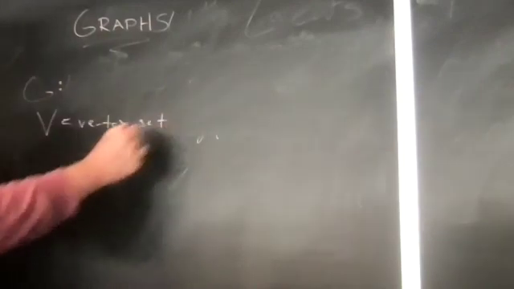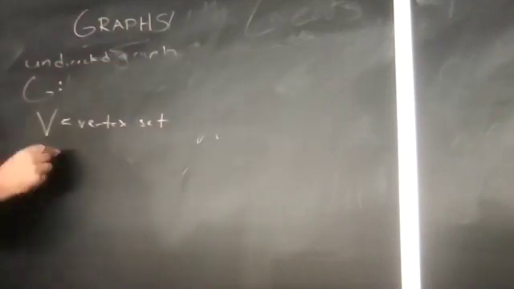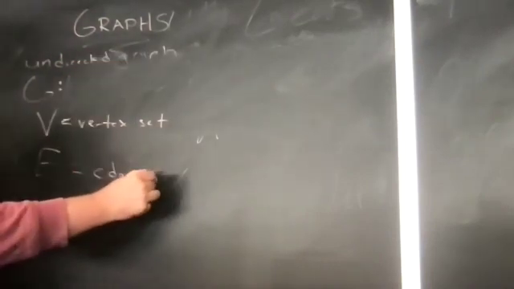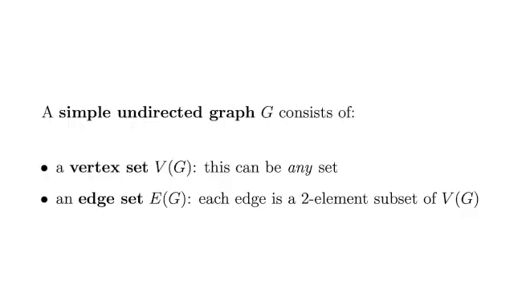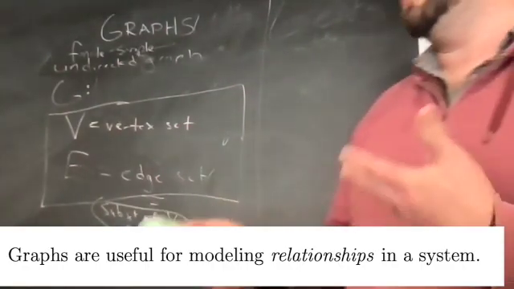I have V, which is the vertex set. And I'm going to be dealing with simple undirected graphs for this day. So I'm going to have an undirected edge set, which is a set of edges, and each edge is just a subset of V of size 2. This is useful for modeling relationships between things that might exist.